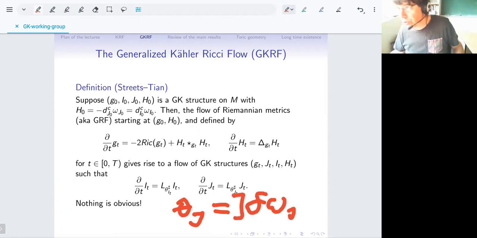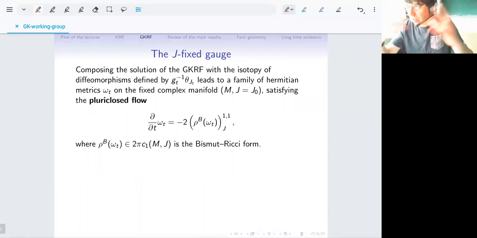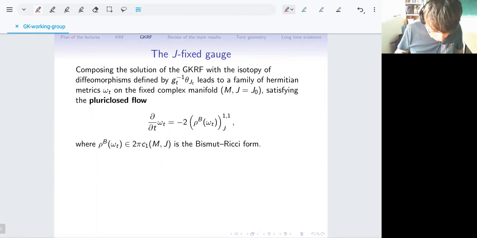Just a composition of codifferential of the fundamental form with a corresponding structure. So we can always do that for the time when the flow exists, and we will end up with a flow which is defined on a fixed complex manifold. And we learned from Jeff's talks that what you get is a so-called pluriclosed flow.